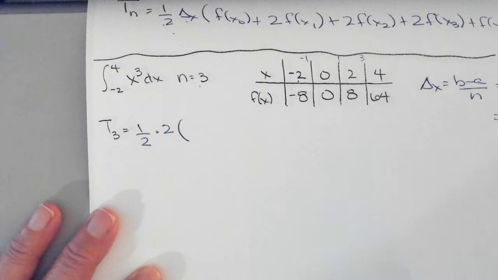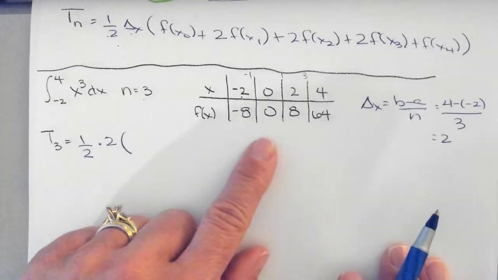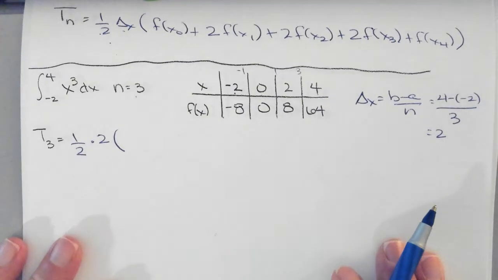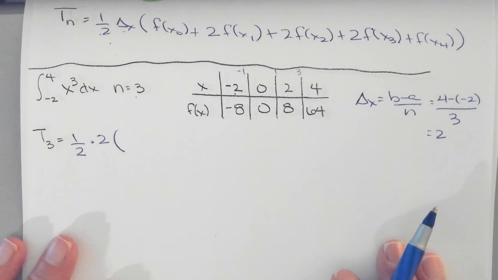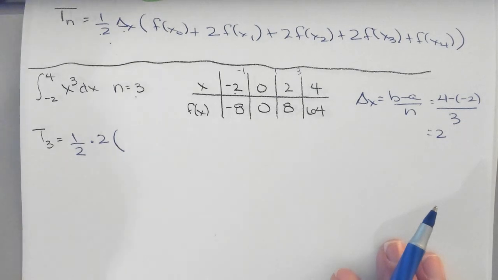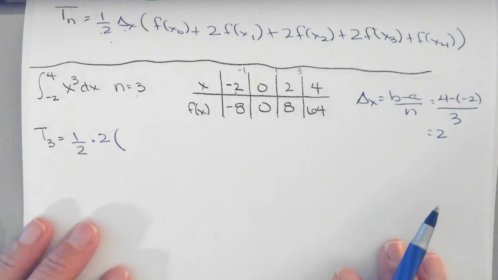So remember, it's f of x sub 0 plus 2 times f of x sub 1 plus 2 times f of x sub 2 plus 2 times f of x sub 3, and then I have my other. So in this case, if I use my sandwich analogy, what are my 2 pieces of bread? -2 and 4, that's right. So then what are my sandwich makings? Yeah, 0 and 2. Does everybody understand what I'm saying?